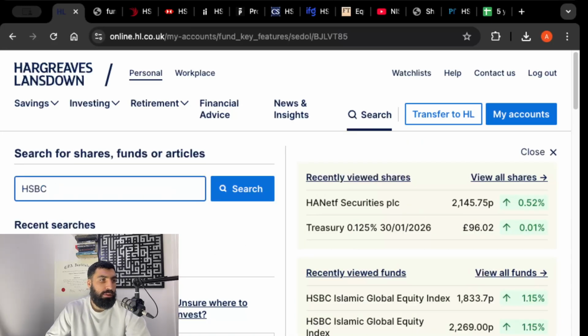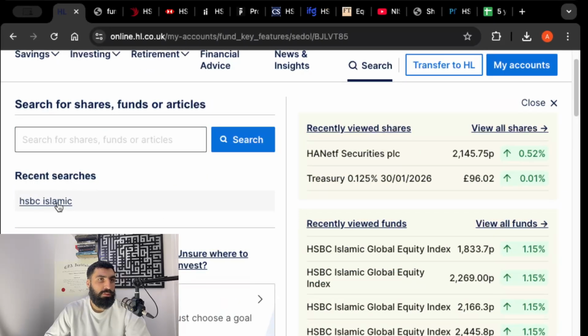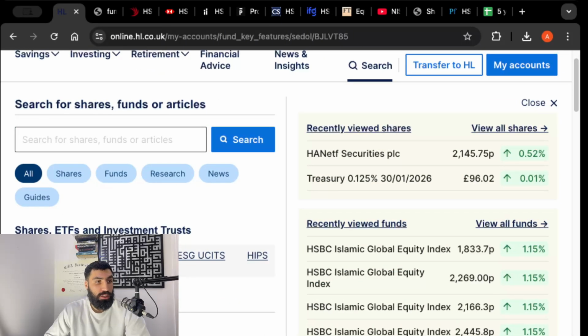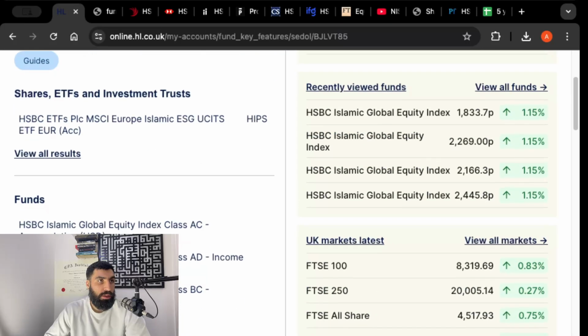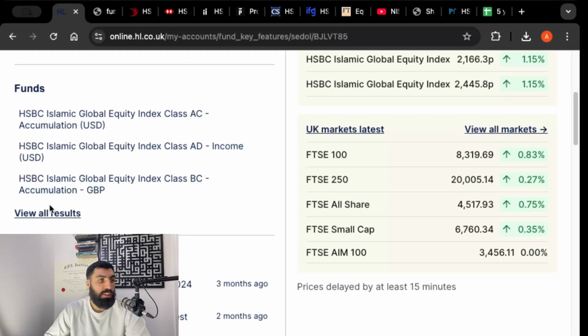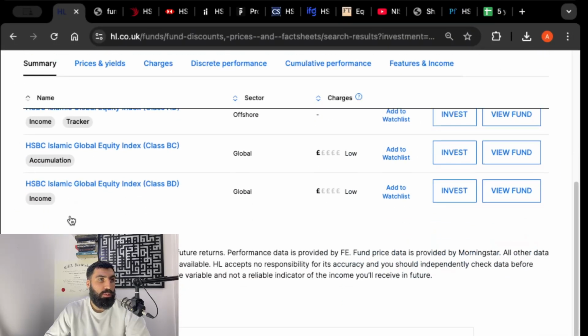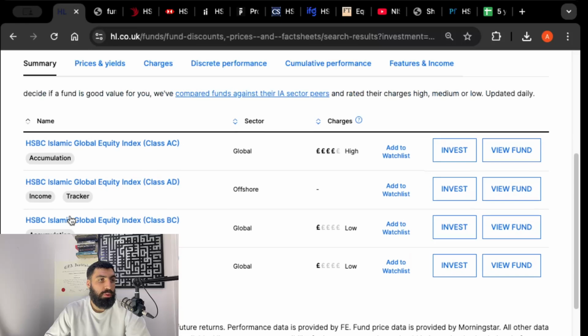HSBC is that. Oh, I already searched it. Let me just click here because I already searched it while doing my research. And there's a section here just above my head that says funds. So let's view all results for funds. Fund finder. Here we go. We have 1, 2, 3, 4.